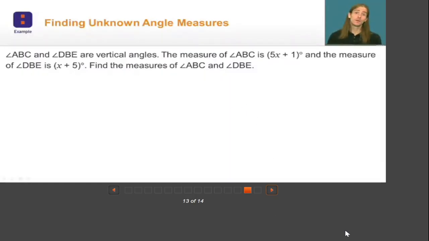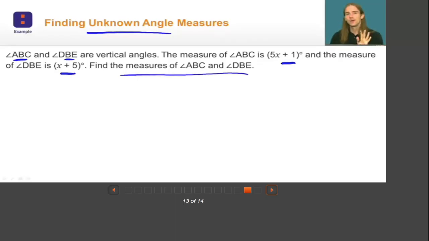Let's use what we know about vertical angles to find some unknown angle measures. This problem gives me 2 vertical angles, and it also gives me expressions for their measures and then asks me to find their numerical measures. To solve this problem, I'm going to draw a picture of the situation.